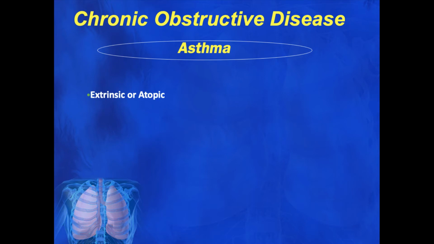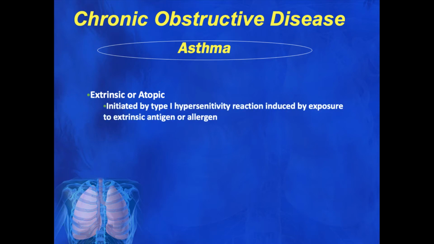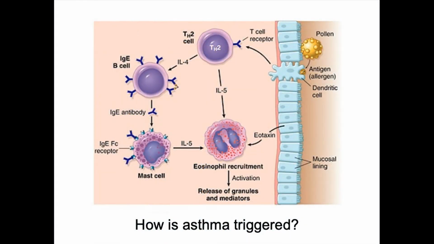So remember, we talked about extrinsic or atopic asthma, and this is initiated by that type 1 hypersensitivity reaction when someone is exposed to an extrinsic antigen or allergen. This allergen is going to help cause an increase in the mast cells and their binding to the IgE, which then causes the histamine secretion. The histamine increases inflammation of the airways, and that's what you see in this picture here.